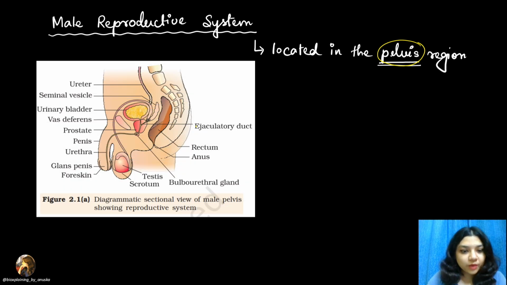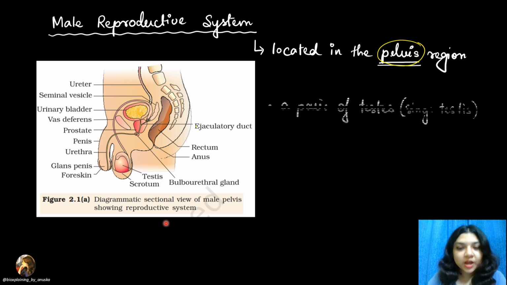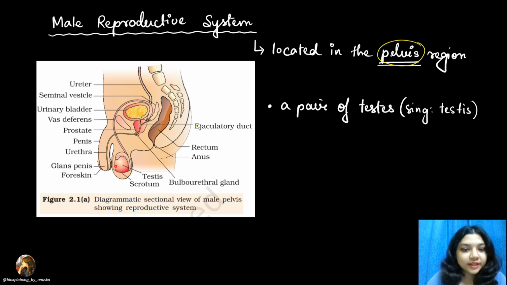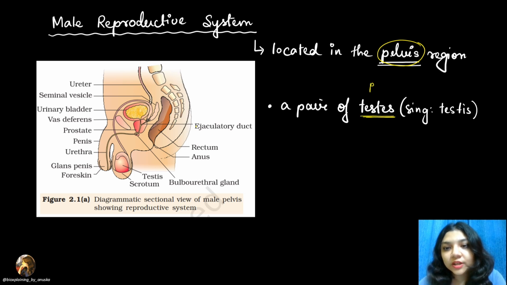Now one by one, carefully note this diagram that is being shown here. Let's talk about the different parts present in the male reproductive system. First, we have a pair of testes, right? If you note here in the diagram, a pair of testes is present. One thing to note: the singular and plural have different spellings. When you write testes, this one is the plural term, and testis is the singular term. So a pair of testes is present.